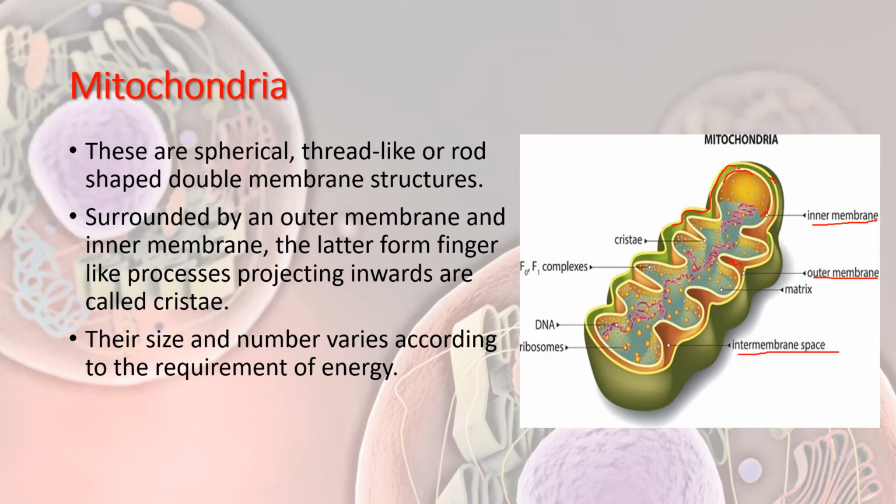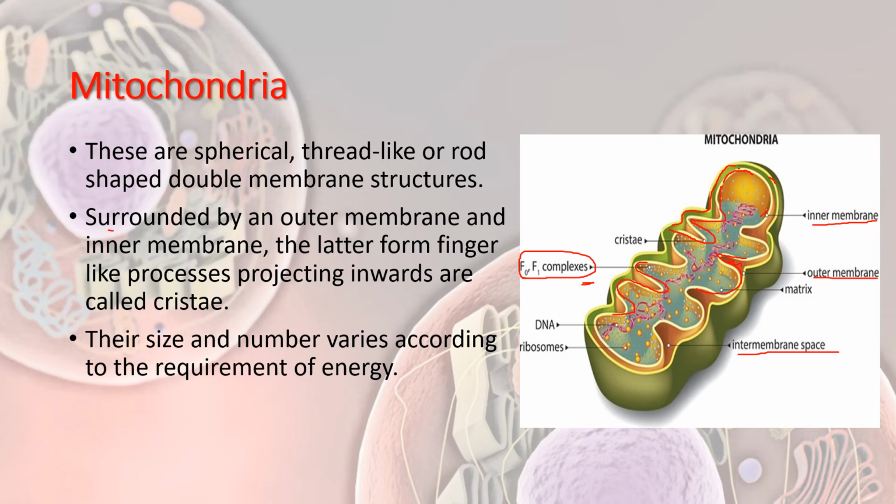The inner membrane, you can see this inner membrane, forms some invaginations toward the inner side of the mitochondria. These finger-like processes increase the surface area of the inner membrane where the F0F1 complexes are present, which are helpful in cellular respiration. Thereby, they increase the area of cell respiration.